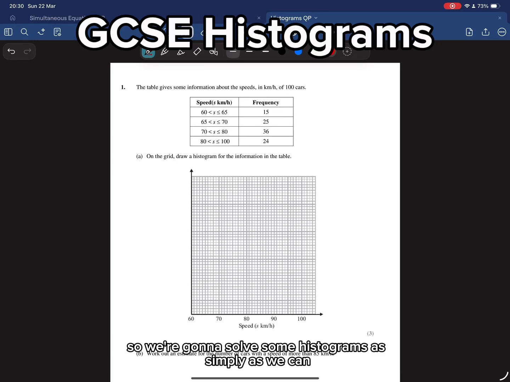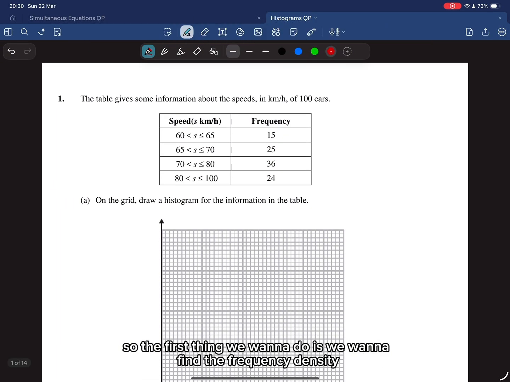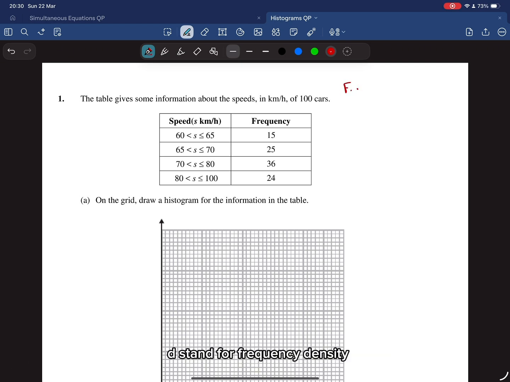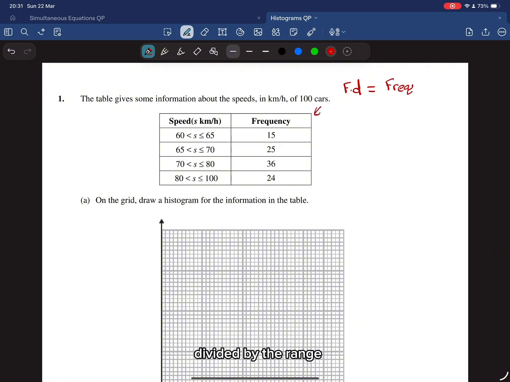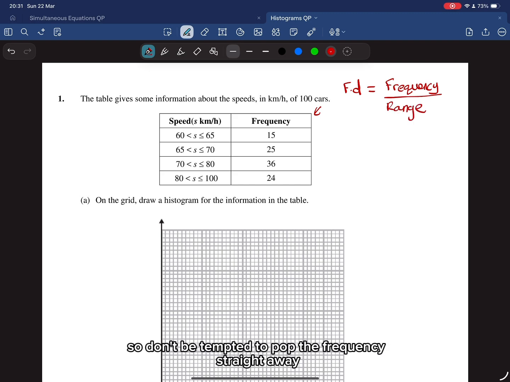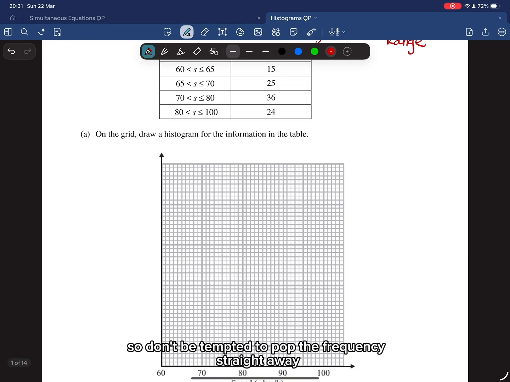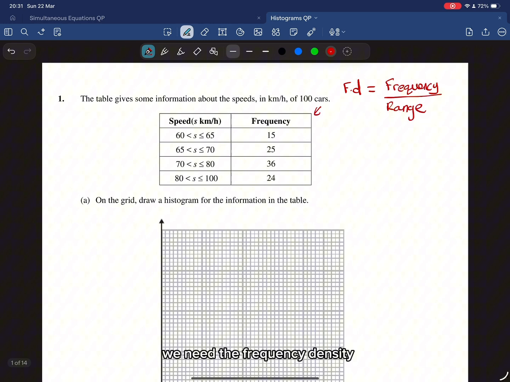So we're going to solve some histograms as simply as we can. The first thing we want to do is find the frequency density. We're going to denote that FD, standing for frequency density, which is the frequency that we can see here in the table divided by the range. So don't be tempted to plot the frequency straight away. We need the frequency density.